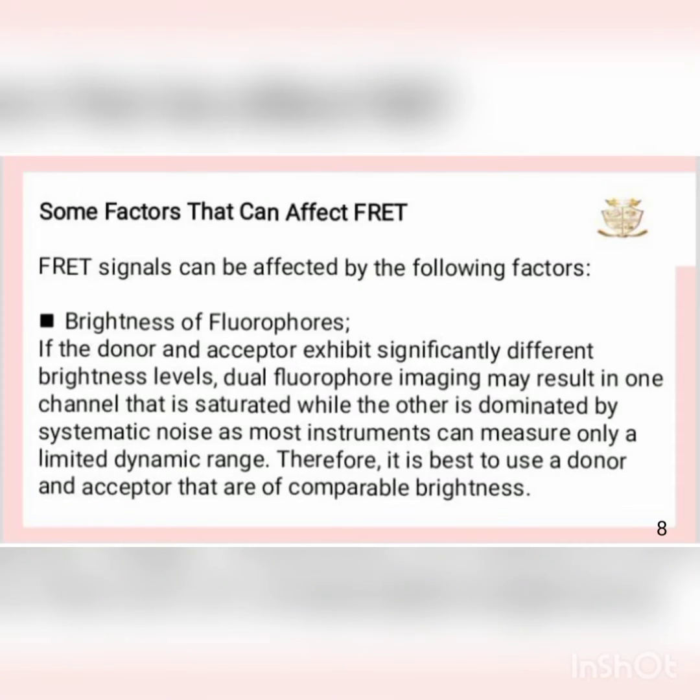There are some factors that can affect the fluorescence resonance energy transfer. The first one is brightness of fluorophore. If the donor and acceptor exhibit significantly different brightness levels, dual fluorophore imaging may result in one channel that is saturated while the other is dominated by systemic noise, as most instruments can measure only a limited dynamic range. Therefore, it is best to use a donor and acceptor that are comparable in brightness.